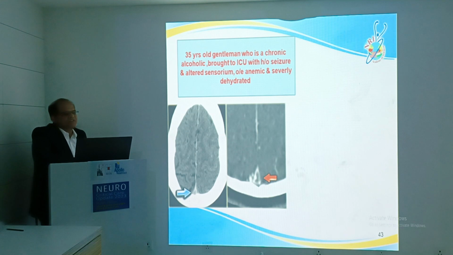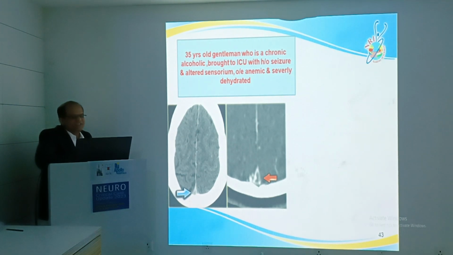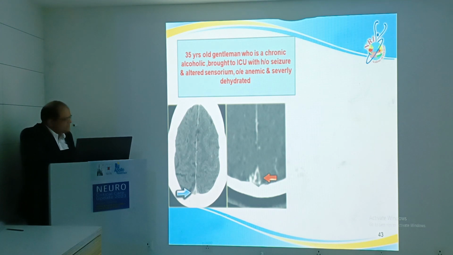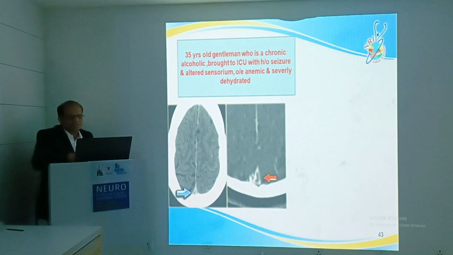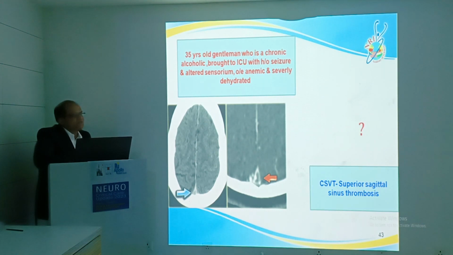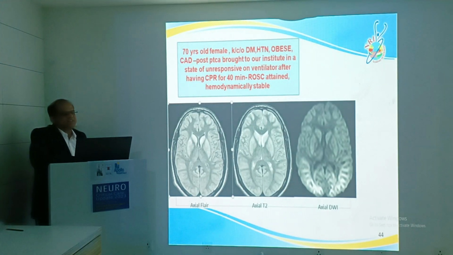Here is the other film, a 35 years old gentleman who is a chronic alcoholic, brought to the ICU with a history of seizures and altered sensorium. On examination, the patient is severely dehydrated with anemia. This scan shows some filling defects here. So this is more in favor of CSVT, superior sagittal sinus thrombosis.